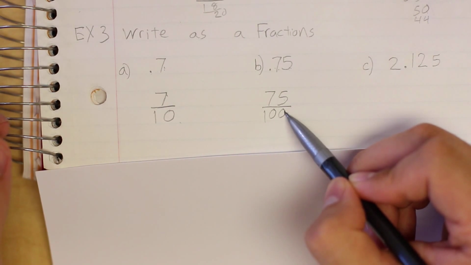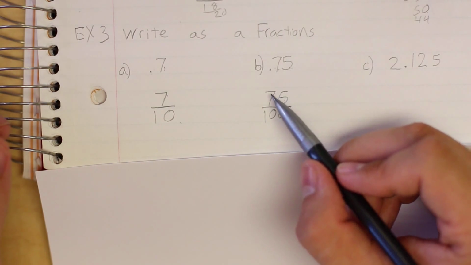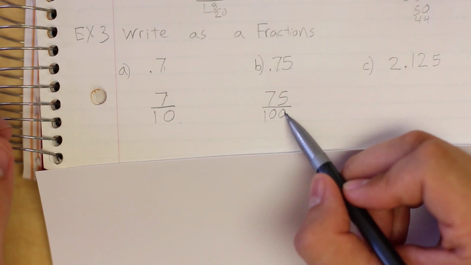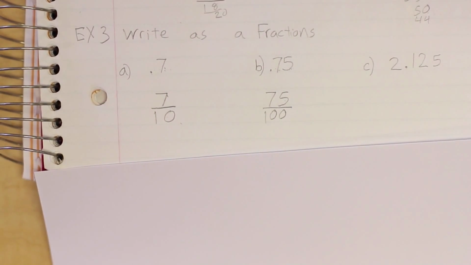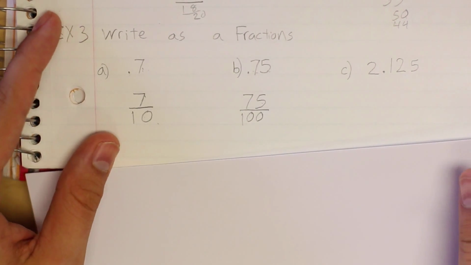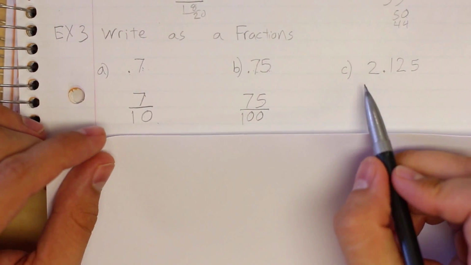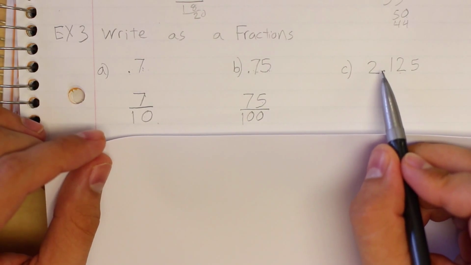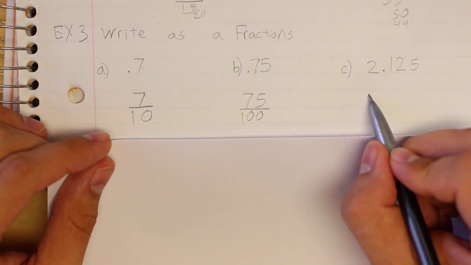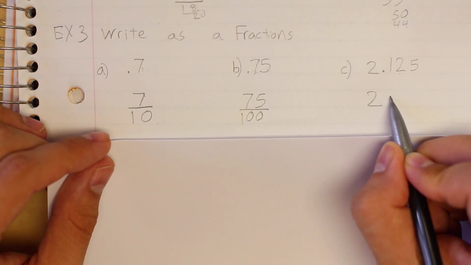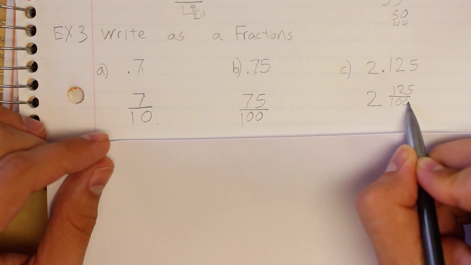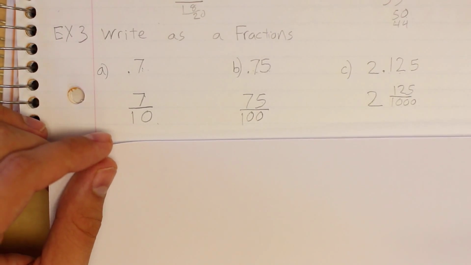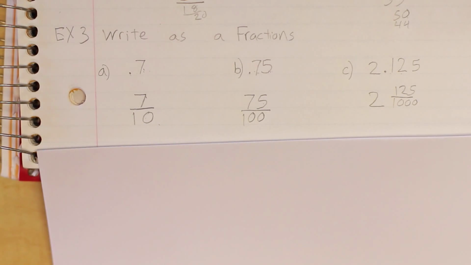An easy way to remember this is if I have two numbers past the decimal, you put it over 100 because 100 has two zeros. You put this over 10 because it has one zero. That might be an easy way to remember it. And the last one, we have a 2-point this. You don't put the whole number over the fraction. You leave that out front. So you put the 2 right there, and you put the 125 over 1,000 because you have three numbers past the decimal. Okay? We're not done because you will be told to write these in simplest form.